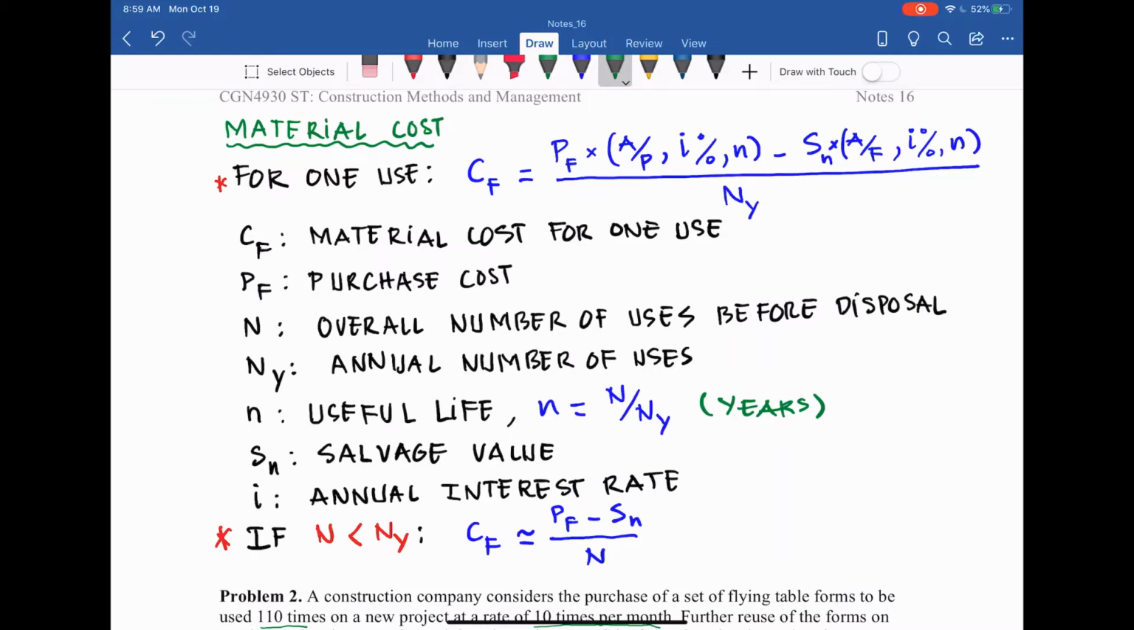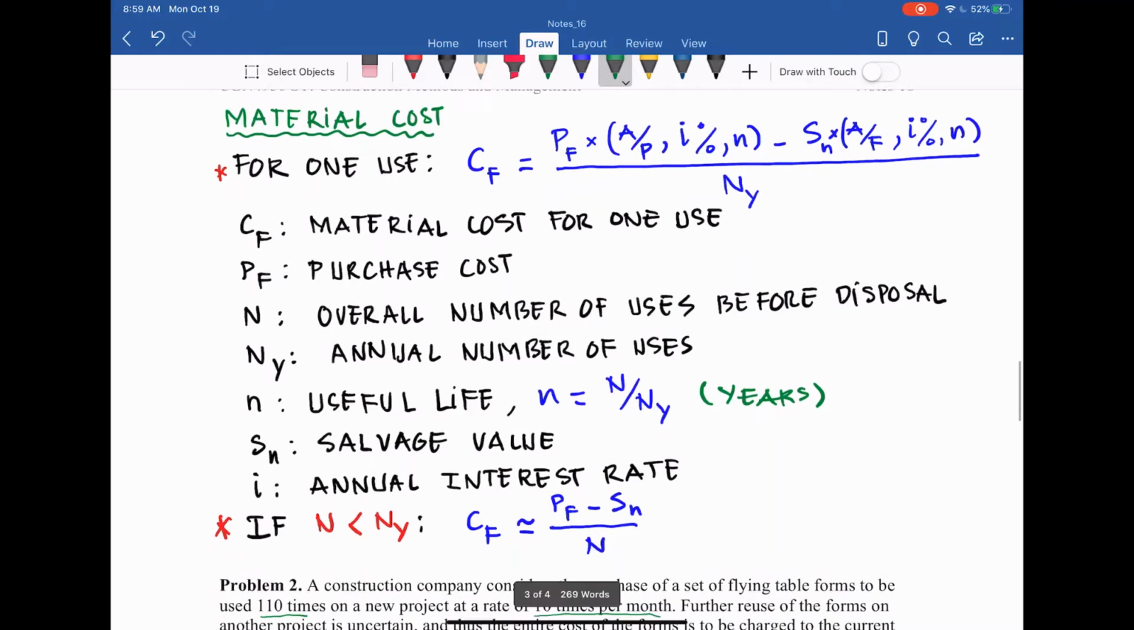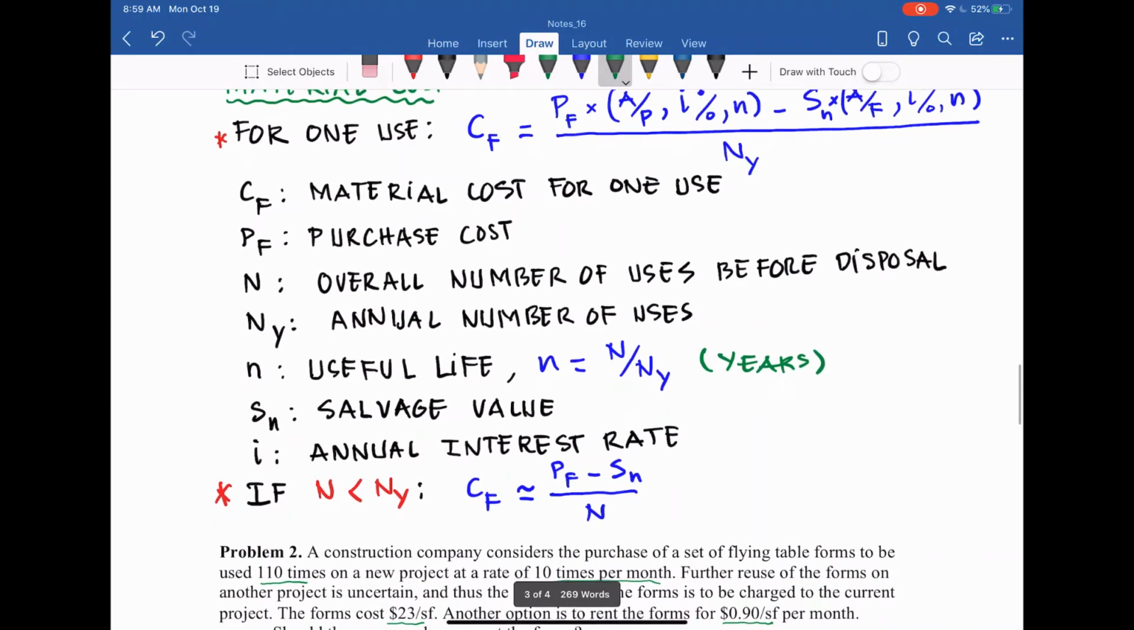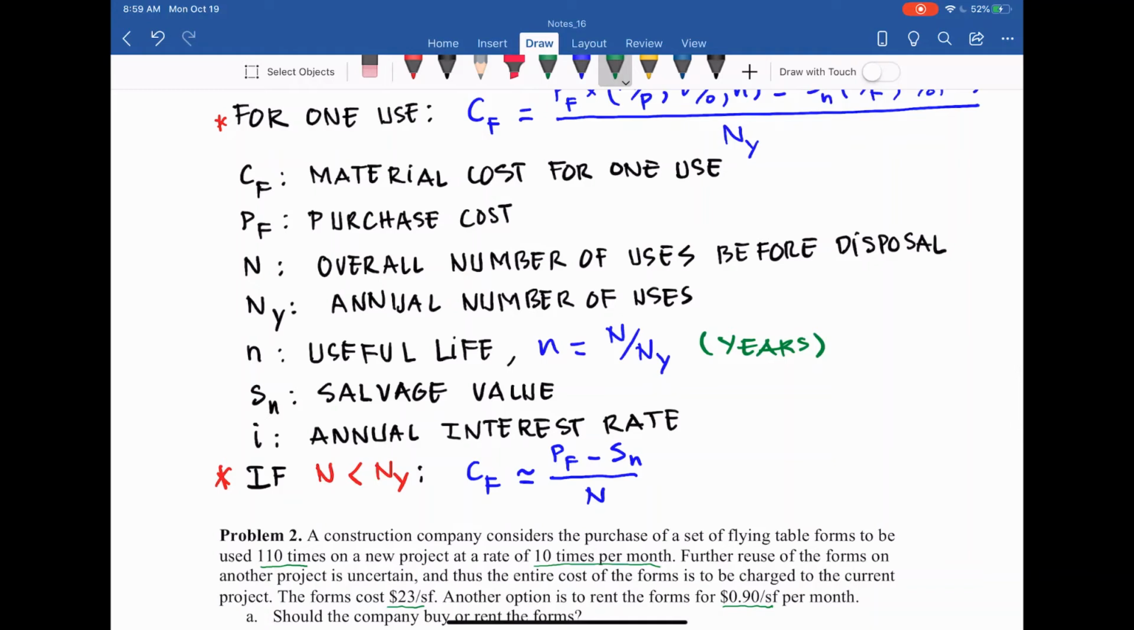minus the service values, and that is in future. So A over F, I percent N, divided by N sub Y. And different factor parameter given. CF, material cost for one use. PF, the purchase cost of the formwork. N, the overall number of uses before disposal. And NY, the annual number of uses.